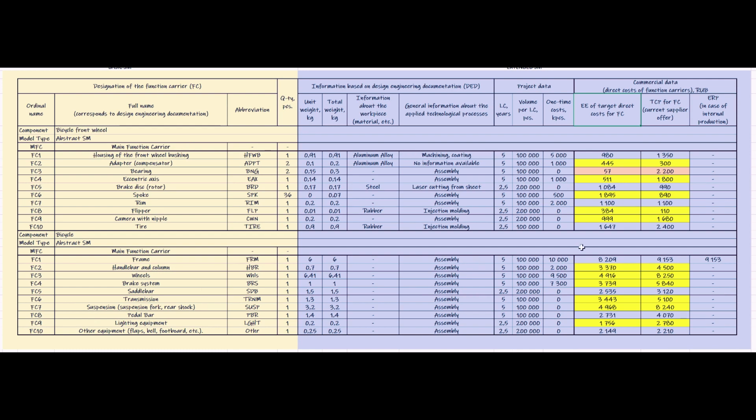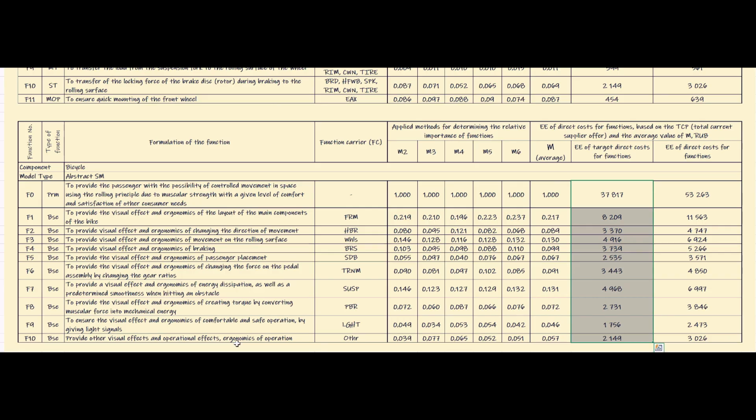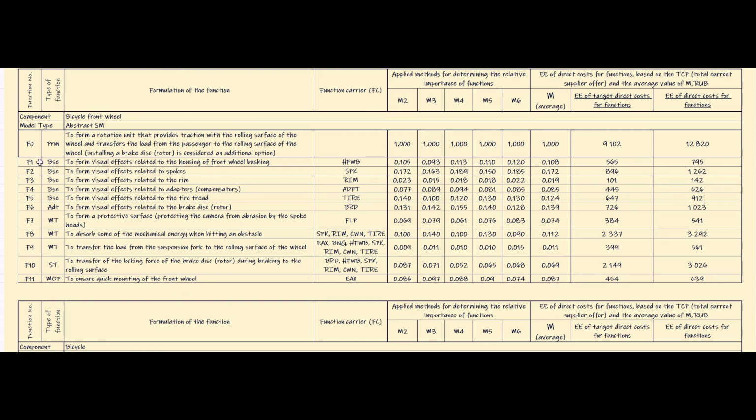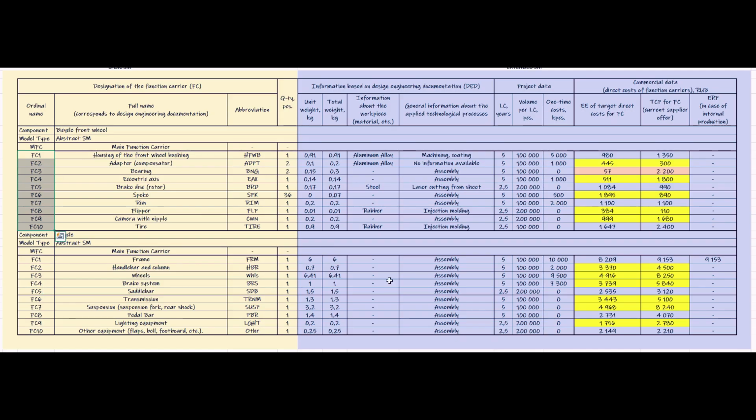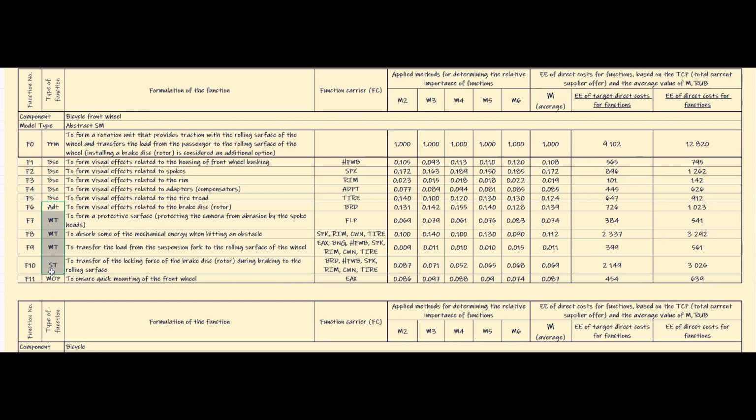For the front wheel abstract structural model, the calculation logic is similar, but has an additional stage due to the fact that several function carriers correspond to one function of the abstract functional model of the front wheel, and not one, as in the abstract functional model of a bicycle. This actually means that several carriers participate in the performance of this function, which is characteristic in particular for technical and operational functions that are contained in the abstract functional model of the front wheel.